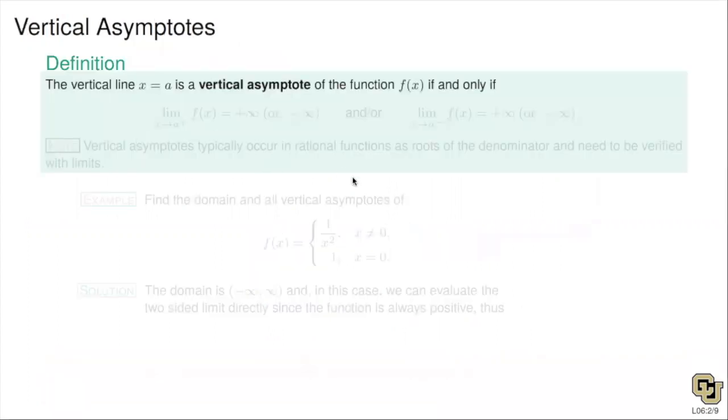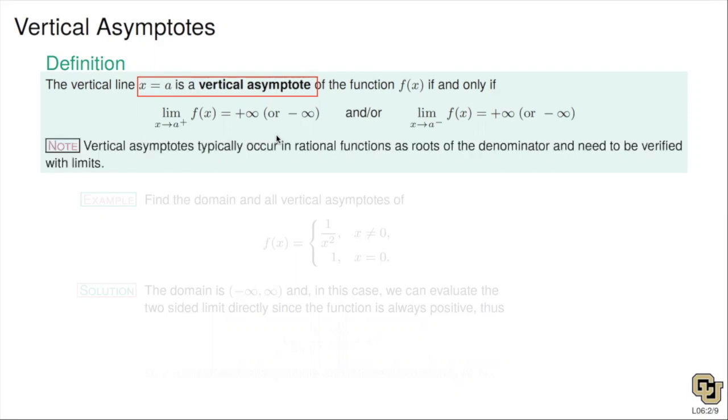Where the limit is plus or minus infinity, that line is called a vertical asymptote. So x equal to a will be called a vertical asymptote if the limit of f of x as x approaches a from the right is plus or minus infinity, or if the limit approaching a from the left is plus or minus infinity. One or the other, they don't both have to be true. If they're both true, that's great, but just one or the other has to be true. And where we have a vertical asymptote, we're also going to have an infinite discontinuity. For a rational function, with polynomials in the numerator and denominator, the vertical asymptotes typically occur at the roots of the denominator.